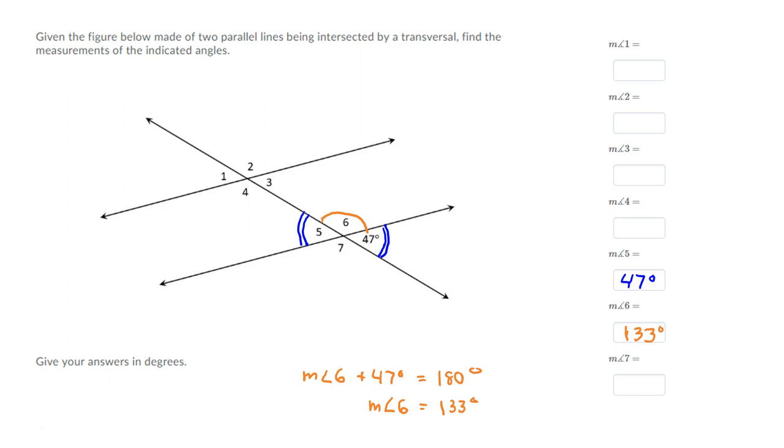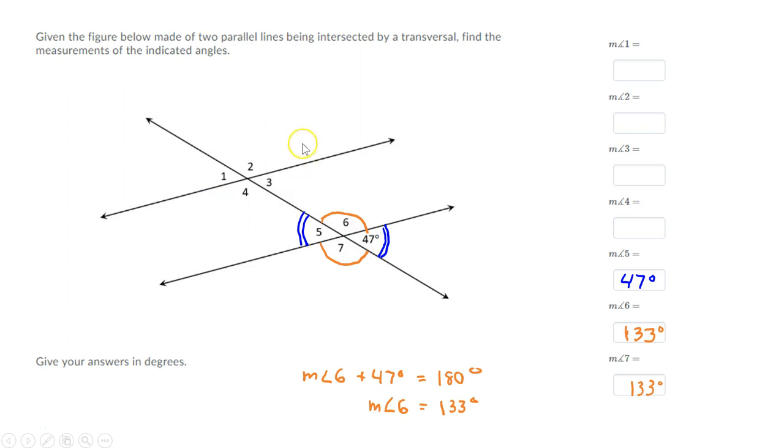So they should total 180, and for them to total 180, the measure of angle 6 has to be 133 degrees. And once I know what angle 6 is, angle 7 is easy because angle 7 is a vertical angle with angle 6, and therefore it should be congruent and therefore have 133 degree measure itself. So I took care of all the angles that are at this intersection with the 47 degree angle.